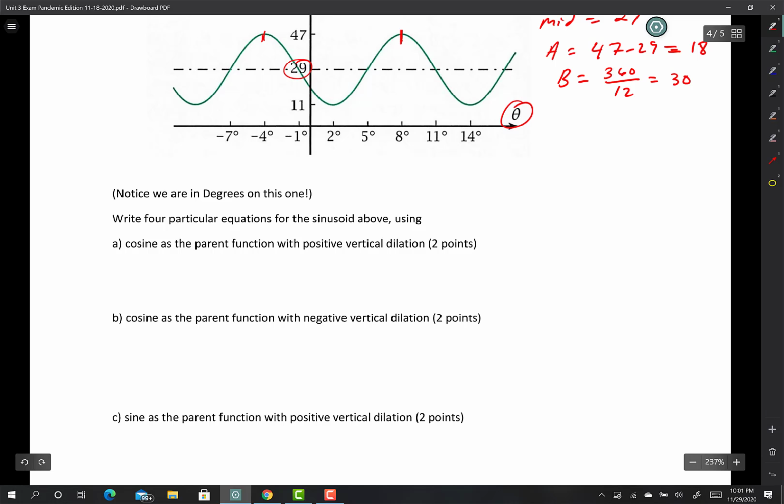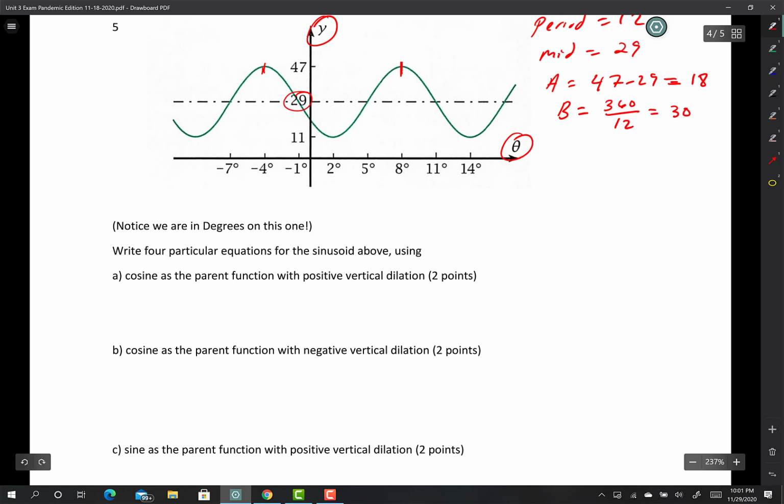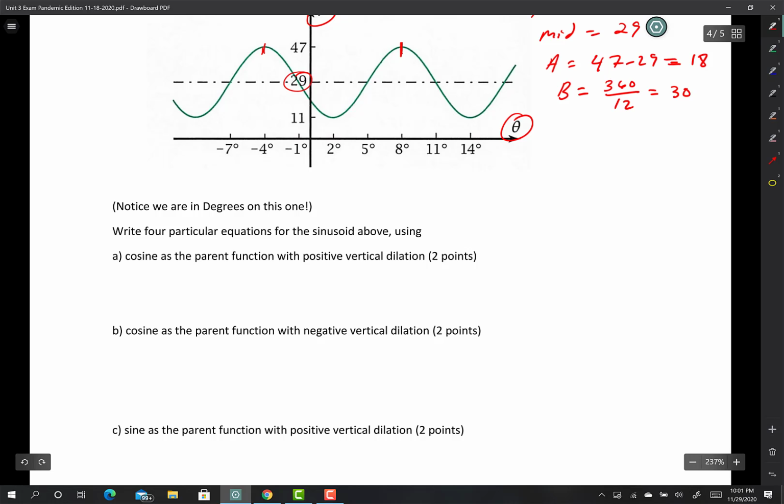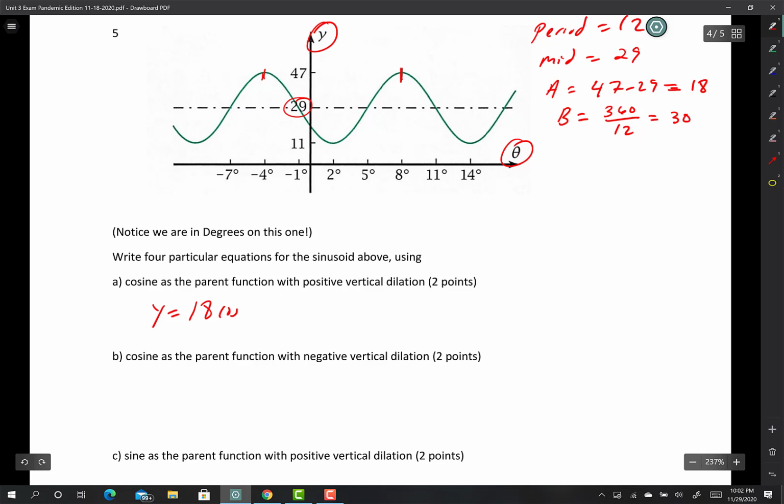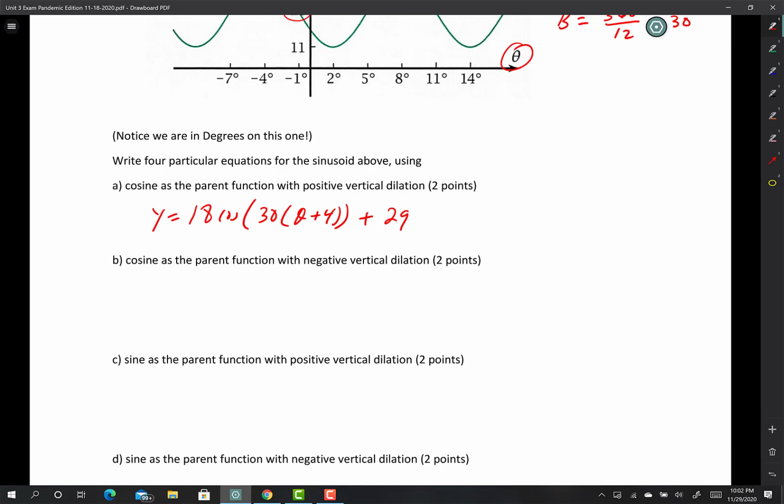So here we go. Let's find our equation. You can use the -4 or the +8 for the peaks. It does not matter. So I'm going to write y equals, it says cosine, the parent function was positive vertical dilation. So amplitude is 18. Cosine, open parenthesis, we said the B was 30. Open parenthesis, I should use the theta. If you use the x, no big deal. Theta plus 4. Close. I'm using the one that's closer to me. You could also say -8, no big deal. Plus 29. So there it is. Let's go to the next one.